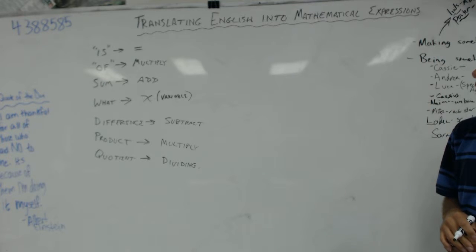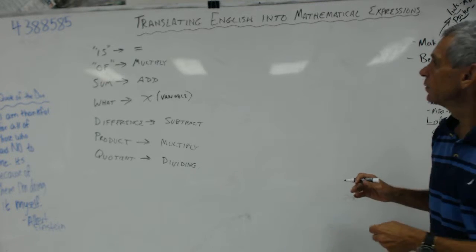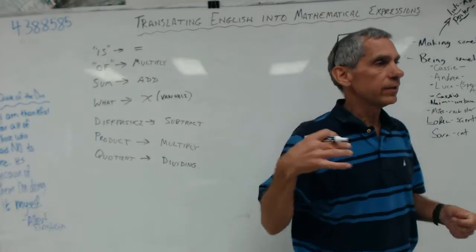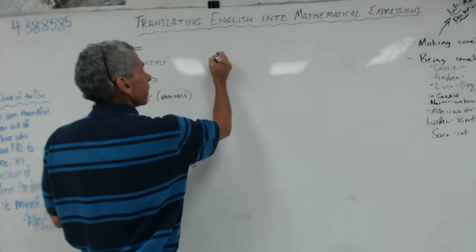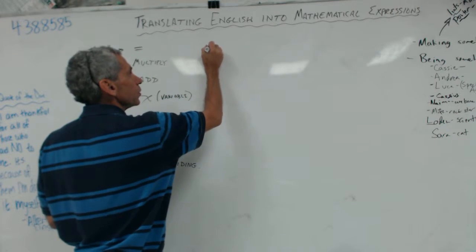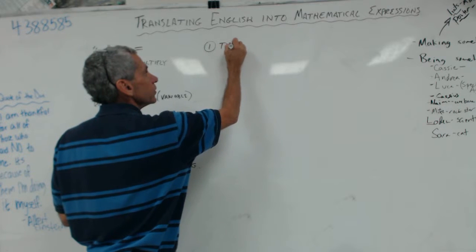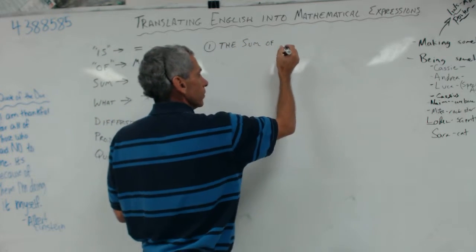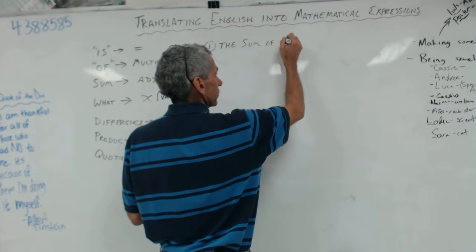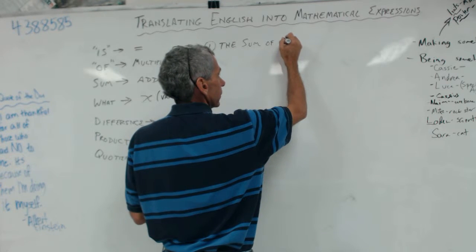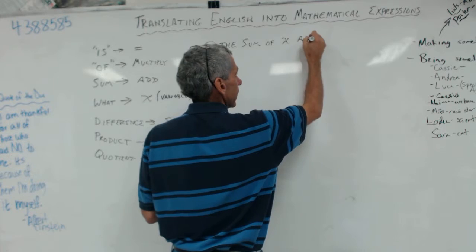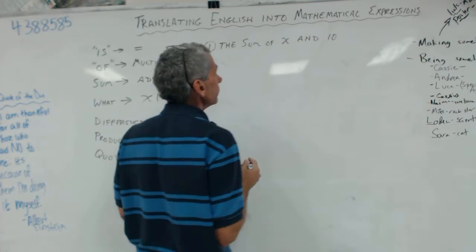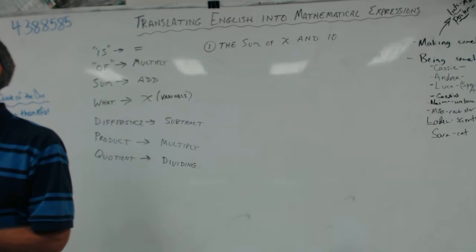Some difference, product, quotient, that's good. All right, so let's work on some examples. Example one: the sum of x and 10. How would I write that?